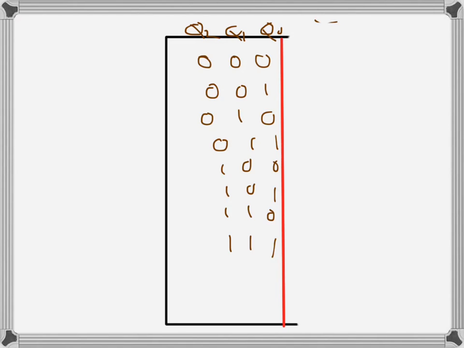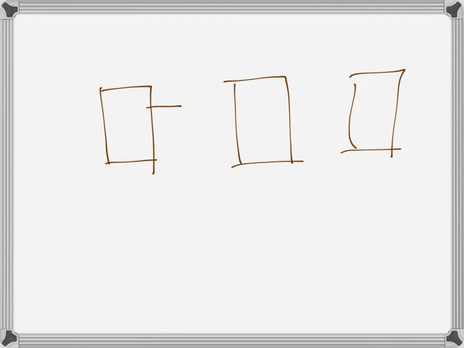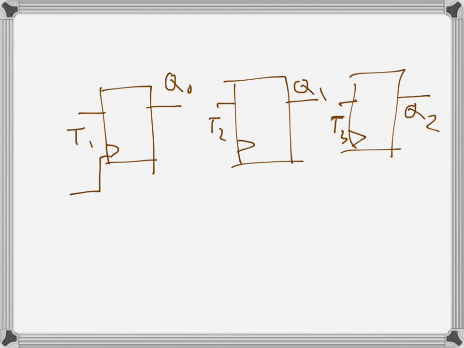So let's draw 3 T flip-flops first. Let's say this one will be Q0, this one will be Q1, and this one will be Q2 outputs, and this will be T1, this will be T2. So we have to figure out what the inputs will be, and there's a clock here. The clock is connected to all 3 flip-flops, so we have a synchronous arrangement.